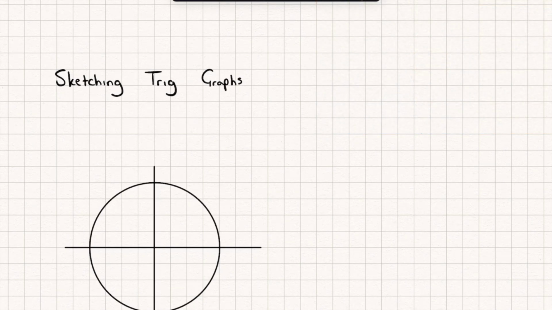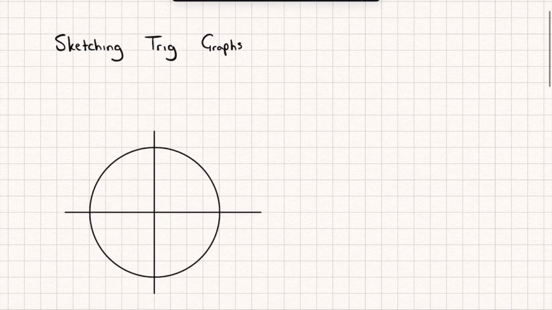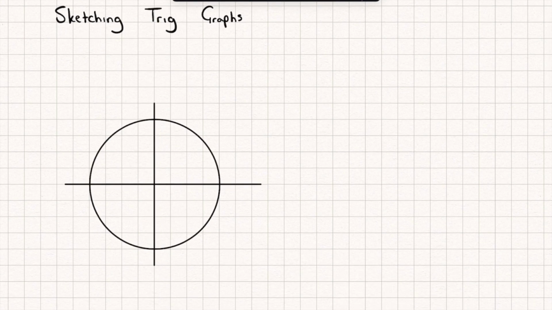So to get an idea of where the trig graphs come from, we're actually going to start off with a unit circle which is centered at the origin. If you're unfamiliar, a unit circle is just a circle that has a radius of 1, and so I'm going to mark that on like so.